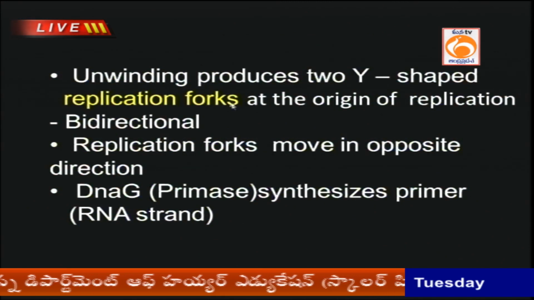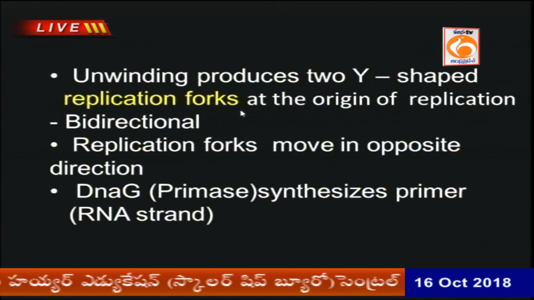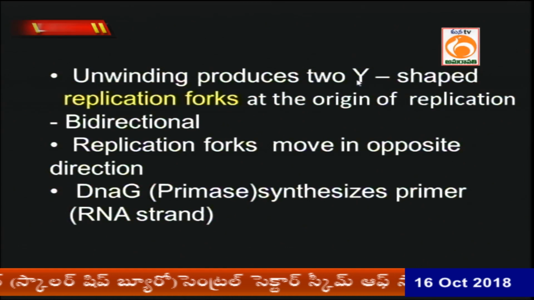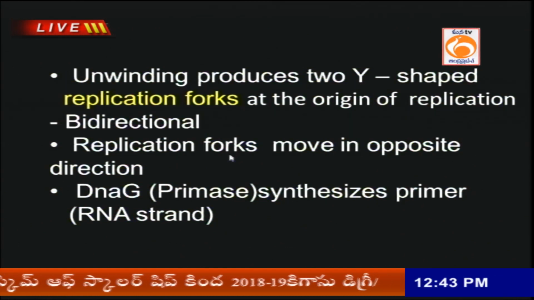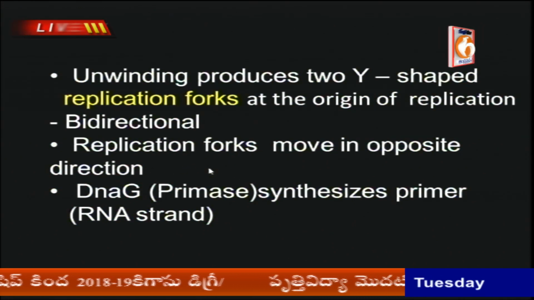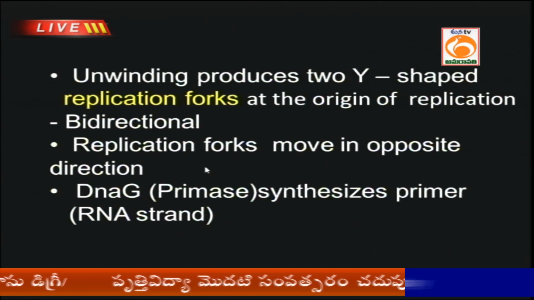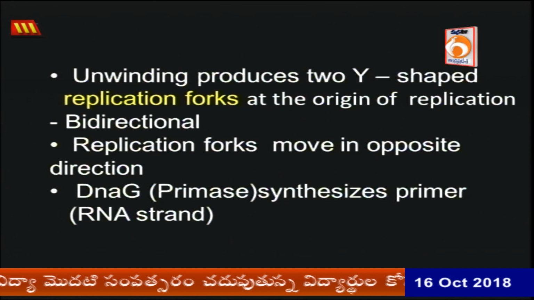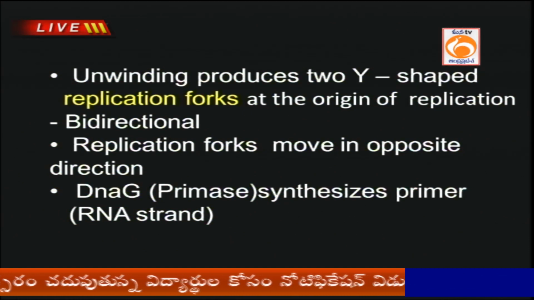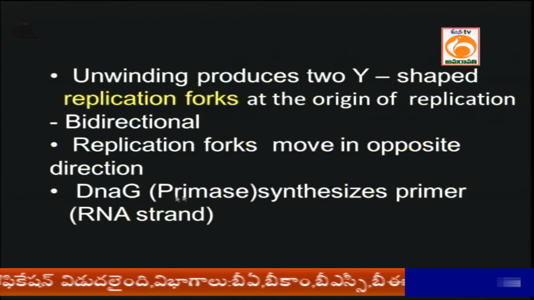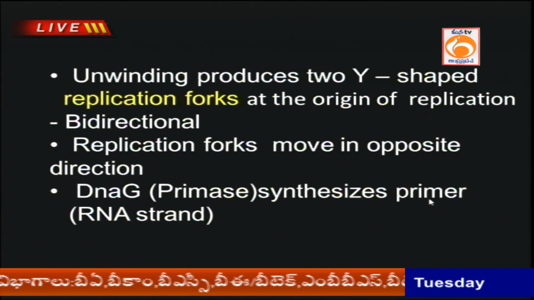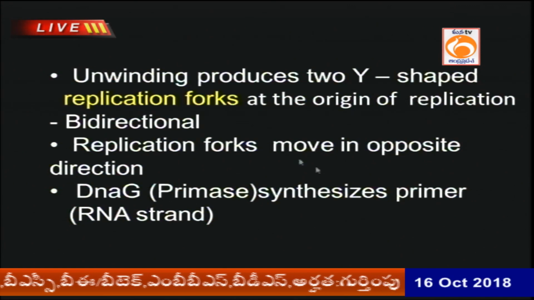Unwinding of DNA strands results in the formation of 2 Y-shaped replication forks in case of bidirectional replication, and these forks move in opposite direction as the replication process proceeds. They move down the DNA, and finally an enzyme primase DnaG catalyzes the synthesis of primer. Primer is a RNA strand.